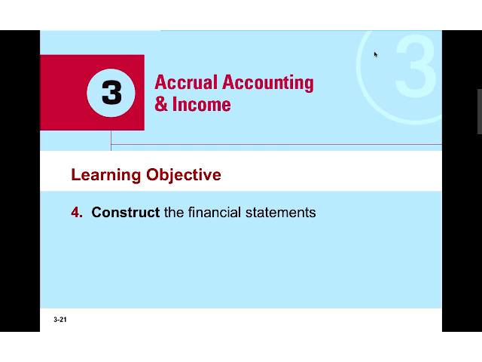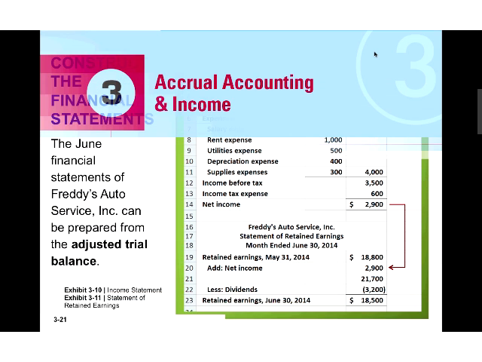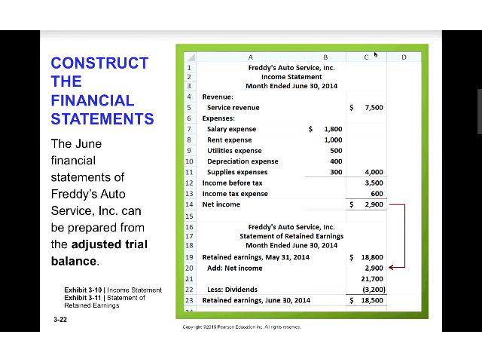Now, it talks in the chapter about constructing the financial statements, and I just want to point out some of the exhibits in your book. Exhibit 3-10 gives us an income statement, and this really is a nice income statement. It gives us revenue, and again, these are Excel headings. A, B, C, D are Excel headings, and then the rows are 1 through 23 here. It gives us revenues, and then expenses, and we have income before tax, and then we subtract tax expense and get net income.